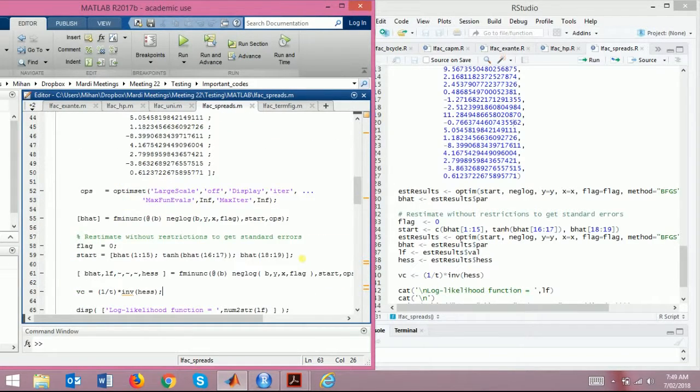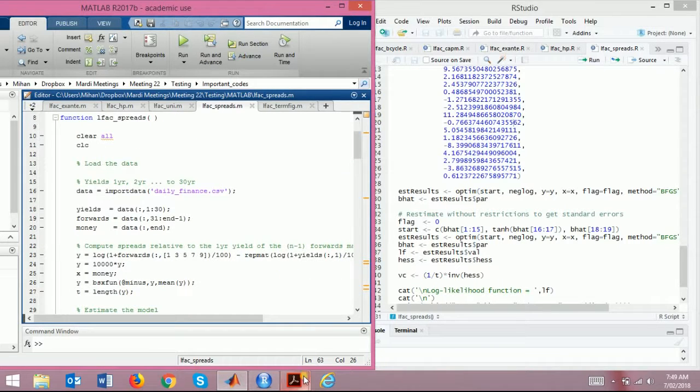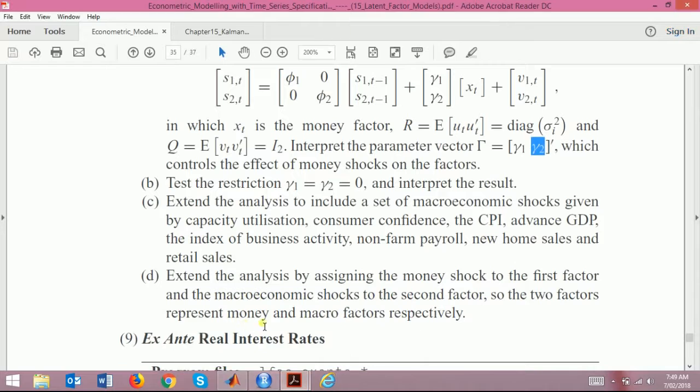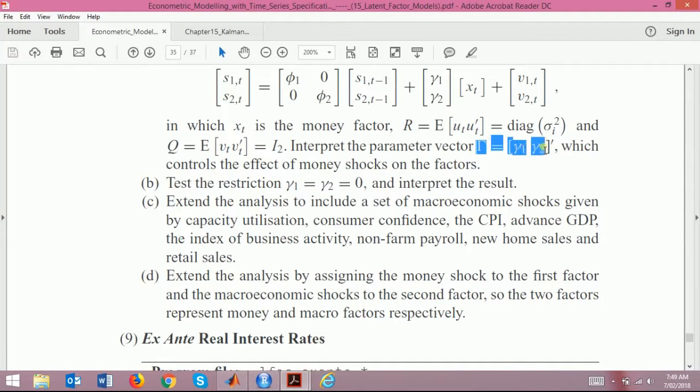So with the log likelihood function, we have the parameters estimated. So that's it, that is the question. The question is asking us to find the parameters, with restrictions and without restrictions, which control the interpretation of the parameter vector. I just want to find lambda 1 and lambda 2, which control the effect of money shocks on the factor.